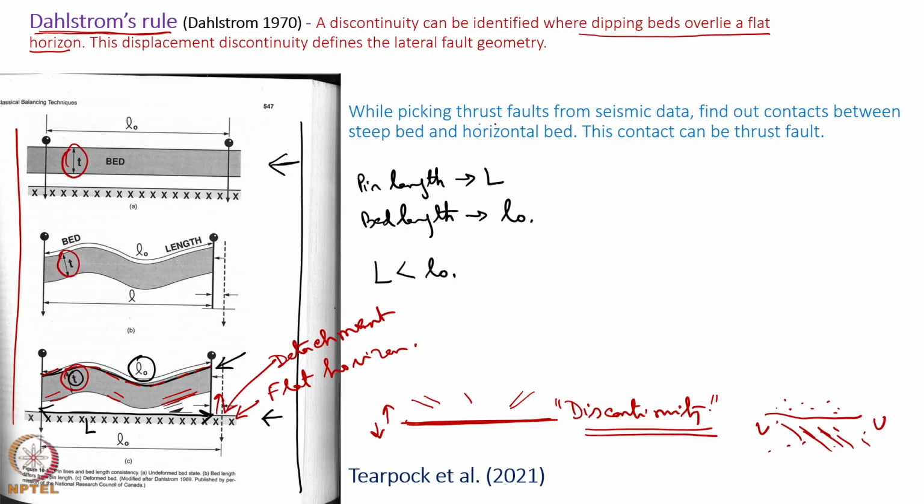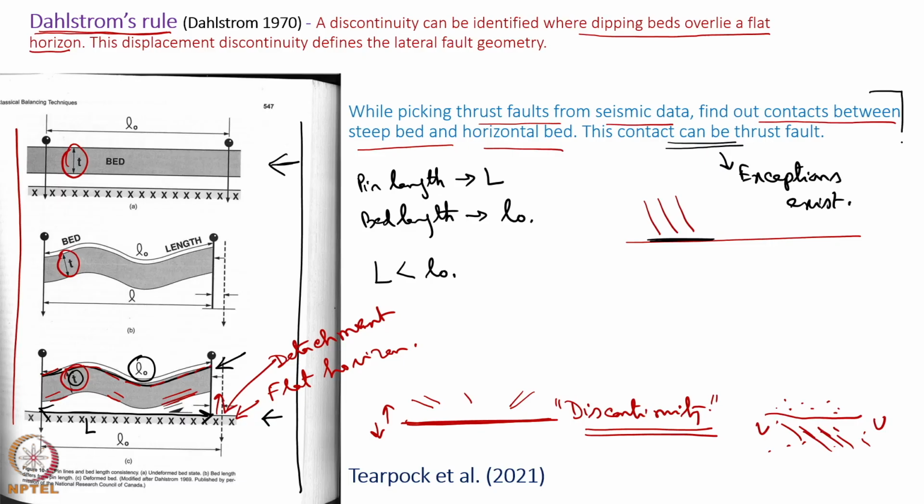While picking up thrust faults from seismic data, find out contacts between steep beds and horizontal beds. So, this is a horizontal layer and then there are steeply dipping layers. Then this contact can be a thrust fault. Note that it can be, it need not always be. So, exceptions exist. This is more going towards seismic image interpretation.